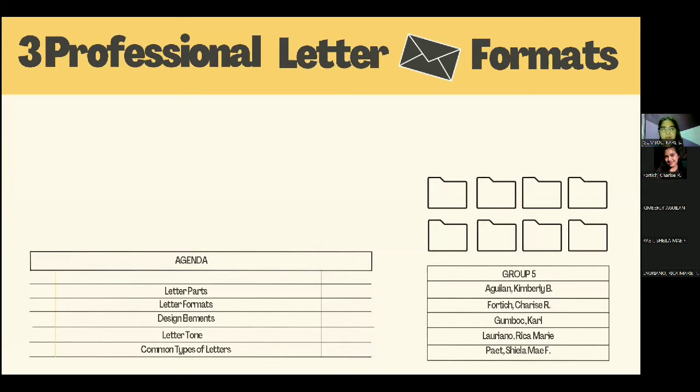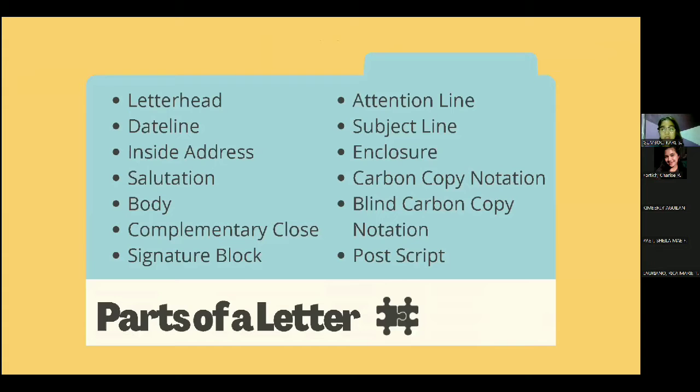Next slide, please. Let us now begin the discussion. First, the basic parts of a letter. Next slide, please.